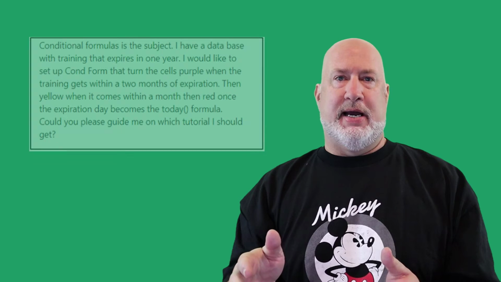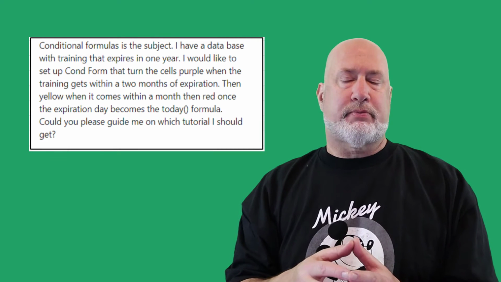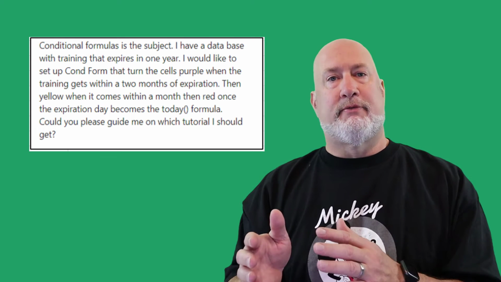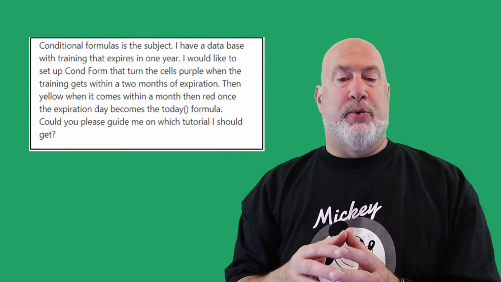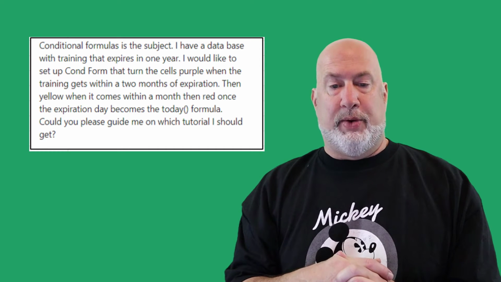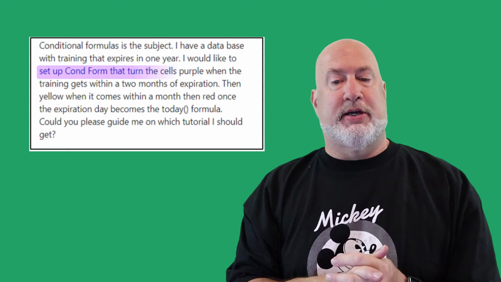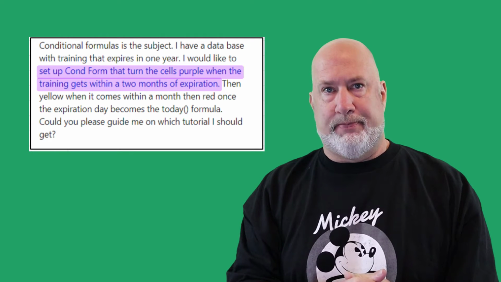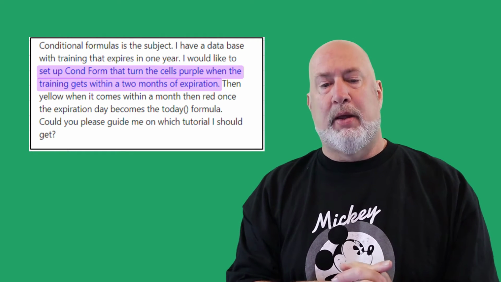The question that I was asked is sitting up on my screen. This person has an Excel file with an expiration date for training classes. What they want to know starts in the third row down. They want to set up conditional formatting that turns the cells purple when the training gets within 2 months of expiration. 2 months, purple.